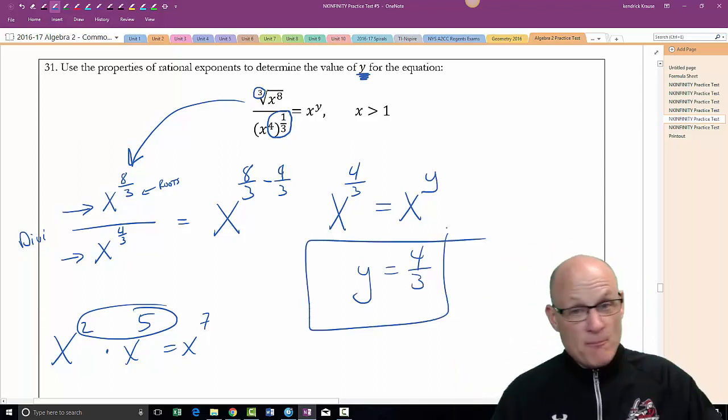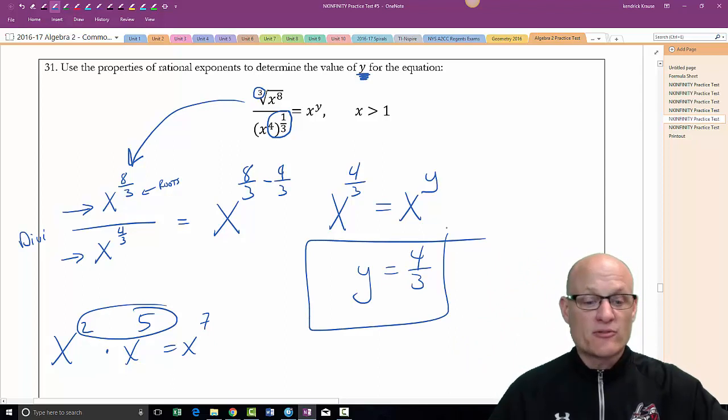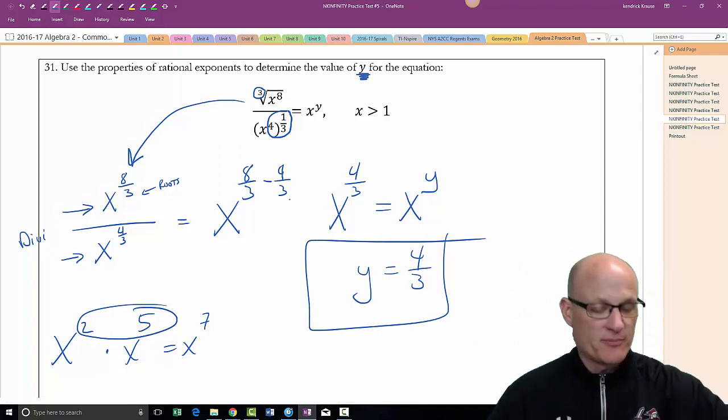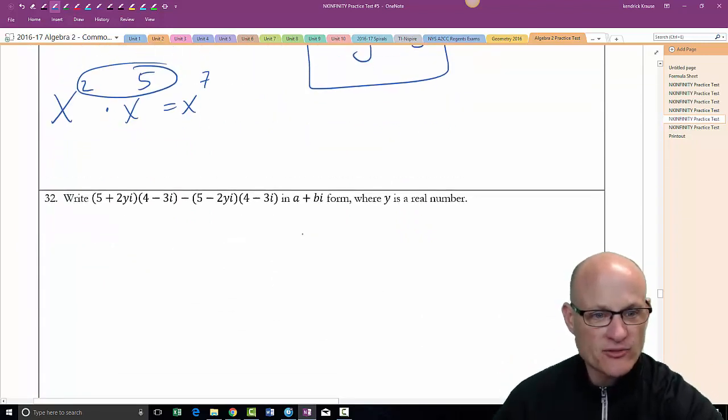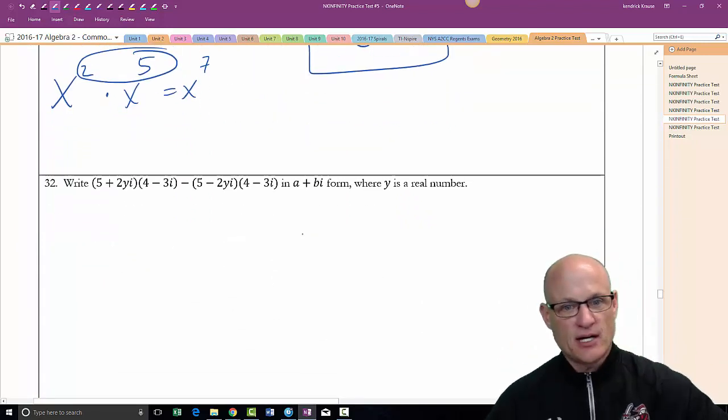Now that wasn't a really bad question, but you had to remember some properties of exponents. Flashcards could help with that. All right, last question like this. Oh my goodness. All right.